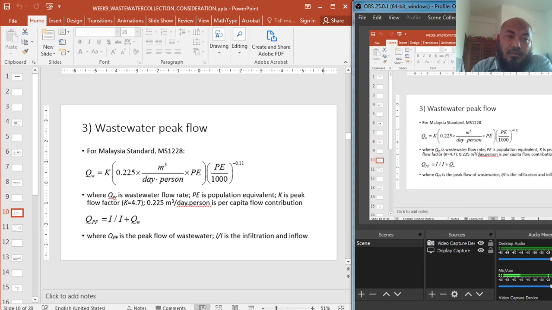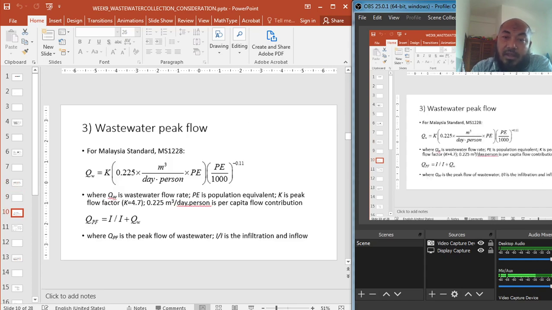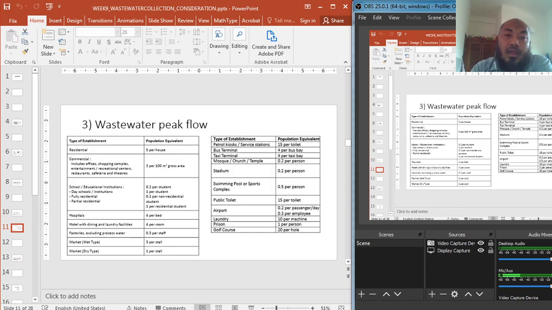So as you know, the infiltration and inflow is around 20 liter per millimeter of diameter of the pipe per kilometer per day. So just follow it. You have to estimate how many kilometer of your pipe, and then you multiply, you will get the amount of II. So this is the wastewater peak flow.